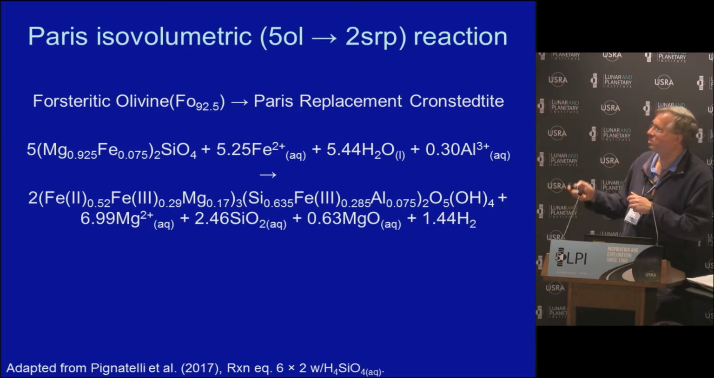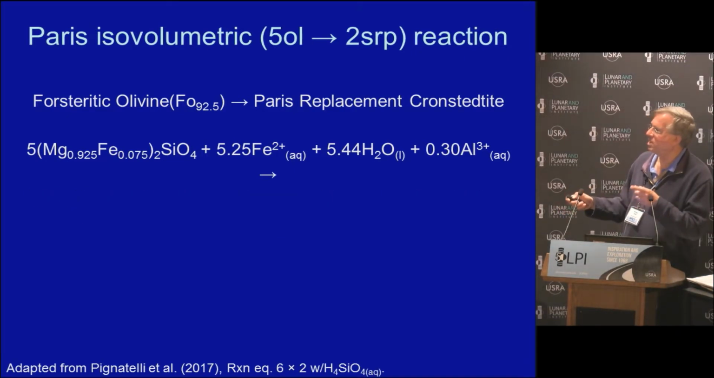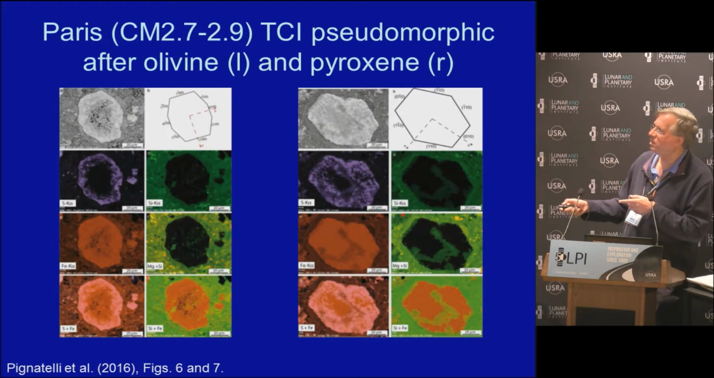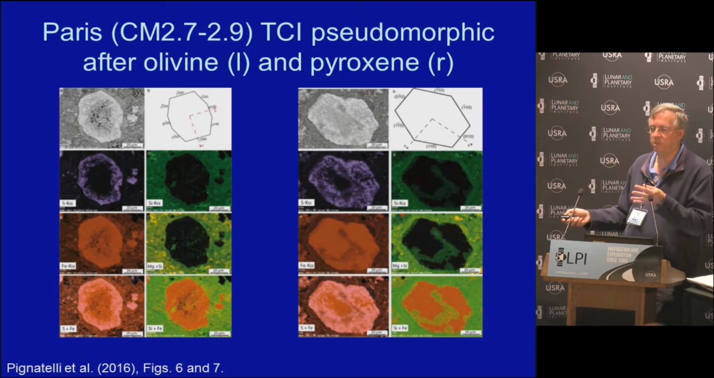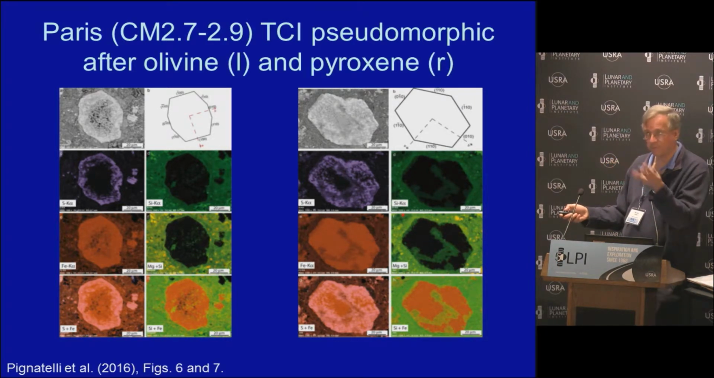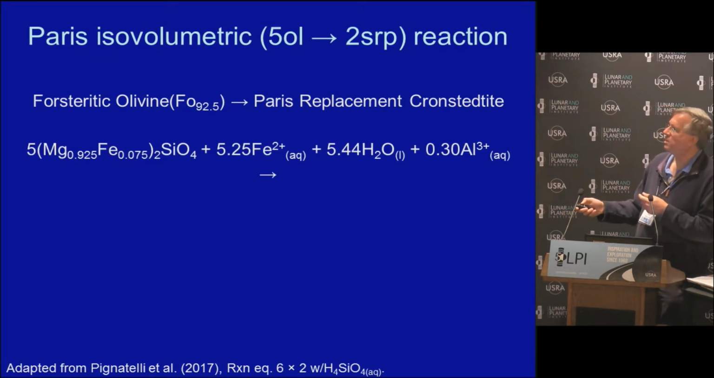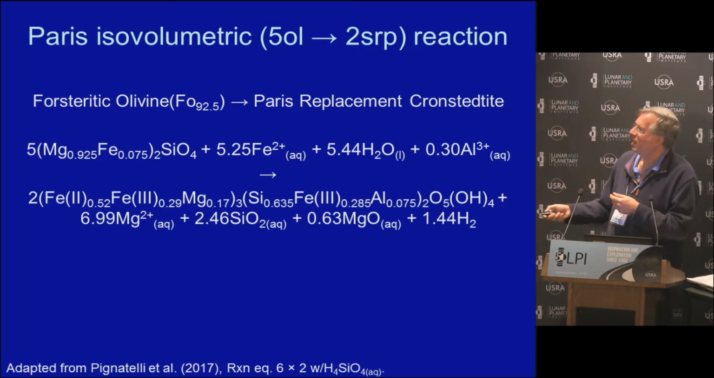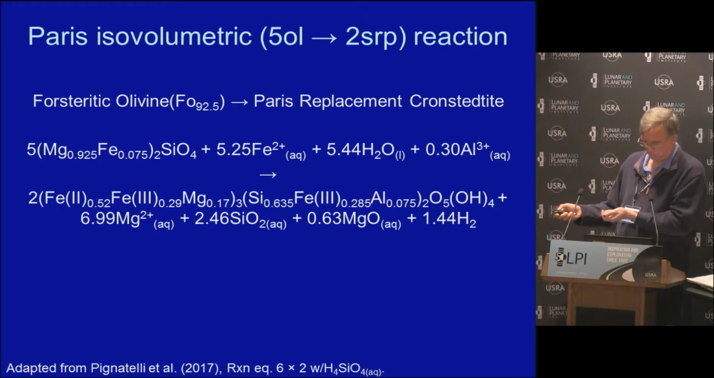Using that isovolumetric reaction, basically 5 olivines go to 2 serpentines, Pignatelli and others probed some of the olivines they had, and I'll say in a moment, I think that's a little bit of a problem because there's no olivine left in any of these pseudomorphs. They don't know for sure what the olivine was that was the precursor of any individual one of these pseudomorphs. The olivine is all gone. But they used what they knew.